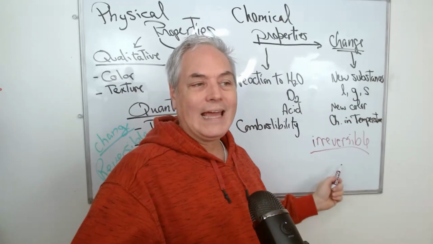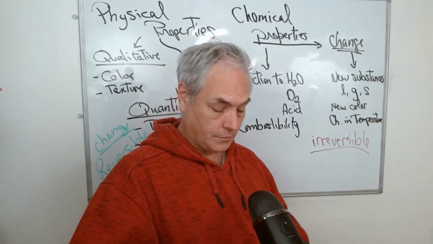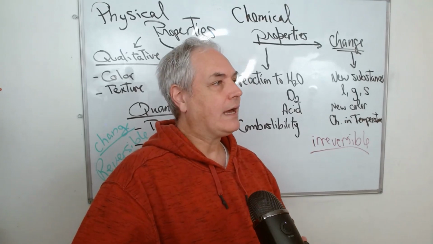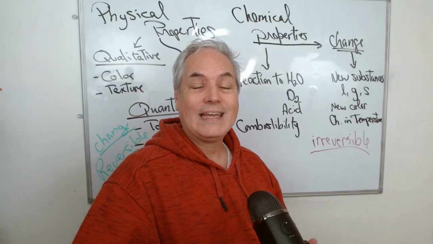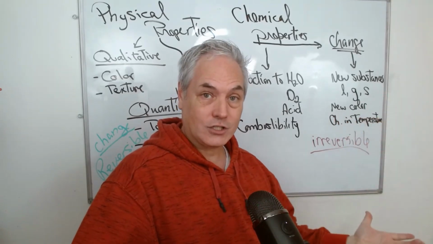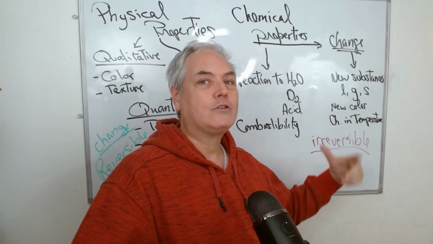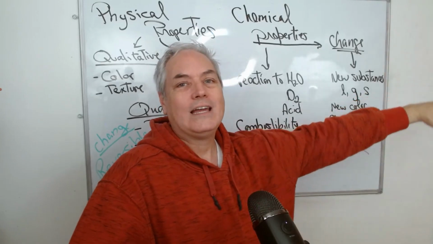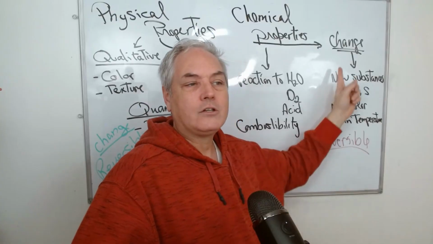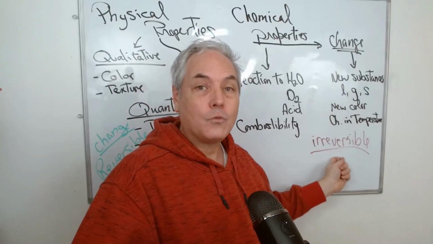So that means that we cannot go back to the original components. For example, if you have a log in a fireplace, once the log has burned, you have ashes, but you cannot take the ashes, try to get carbon dioxide and water, and try to get the log back, because it's irreversible. So chemical change is what it means.